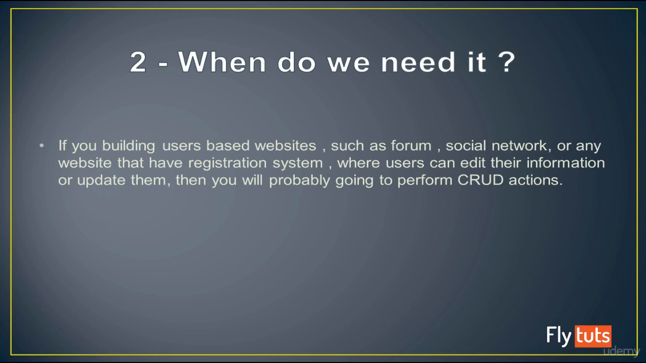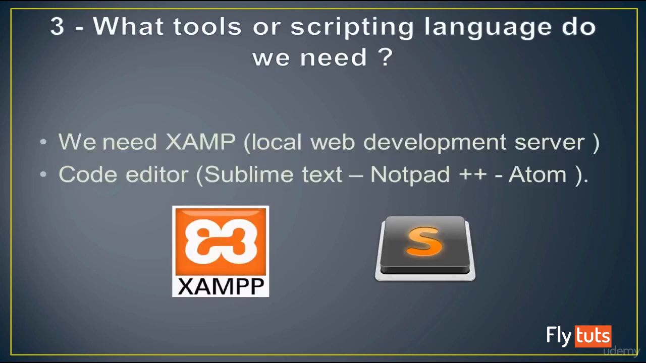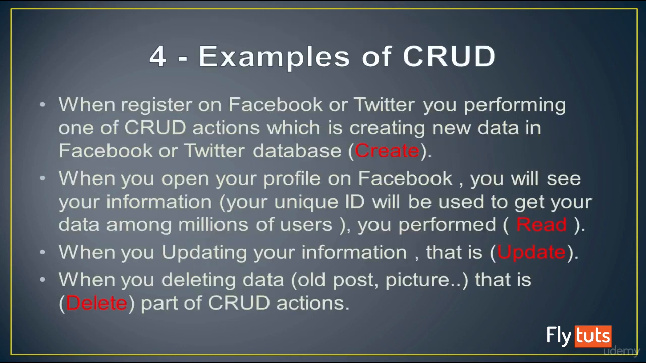So when do we need it? If you're building user-based websites such as a forum, social network, or any website that has a registration system where users can edit their information or update them, then you will probably going to perform CRUD actions. What tools or scripting language do we need? We need XAMPP. This is software for a local web development server. And you're gonna need also a code editor, Sublime Text or Notepad++ or Atom, or any software that you like.